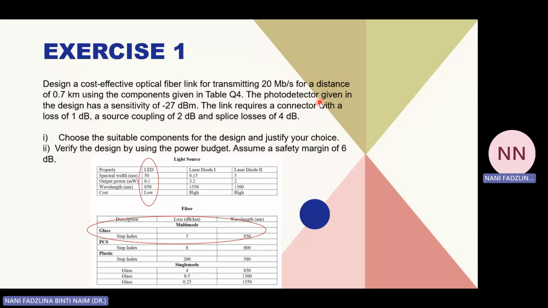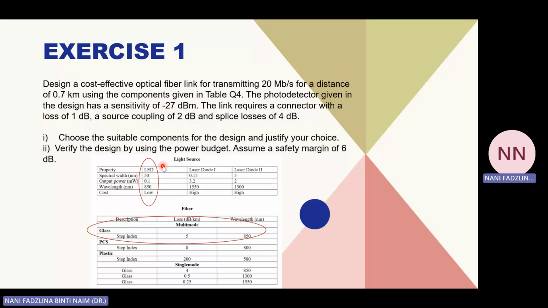The photodetector given in the design has a sensitivity of negative 27 dBm. The link requires a connector with a loss of 1 dB, a source coupling of 2 dB, and splice losses of 4 dB. The first question asks you to choose the suitable components for the design and justify your answer.